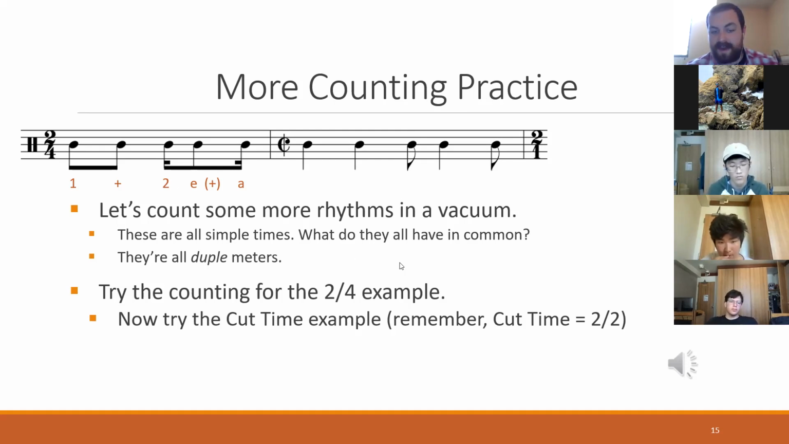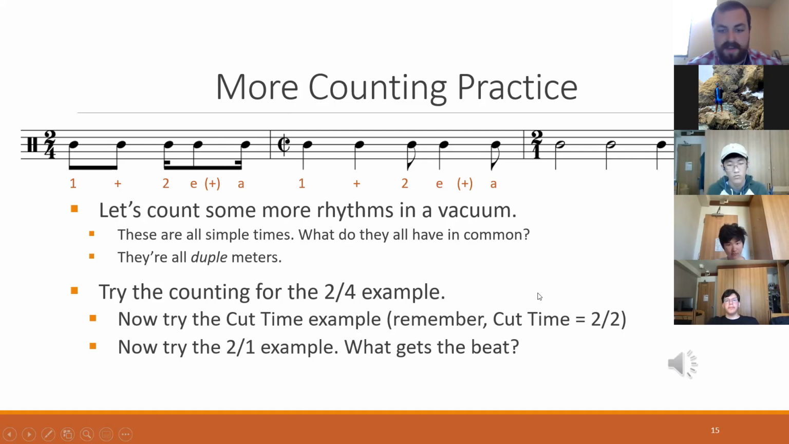So here's the counting for this. 1 and, because we have half note gets the beat, 2 quarter notes equals a half. An 8th note is a quarter of a half note. Therefore, 2 E and is there and, okay? So let's go ahead and try the 2-1 example. What gets the beat in 2-1? The 1 in this case refers to whole notes. So there are 2 whole notes in this single measure. So take another 30 seconds and do the counting for this final measure.